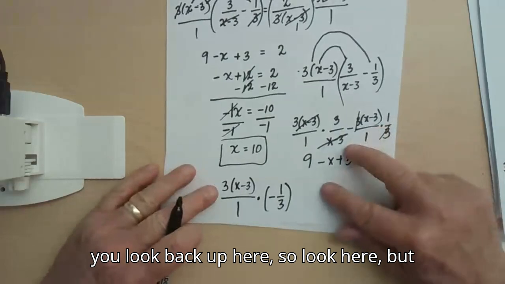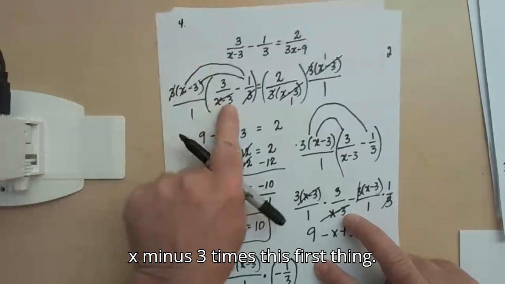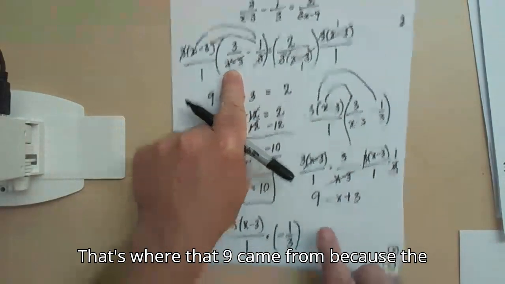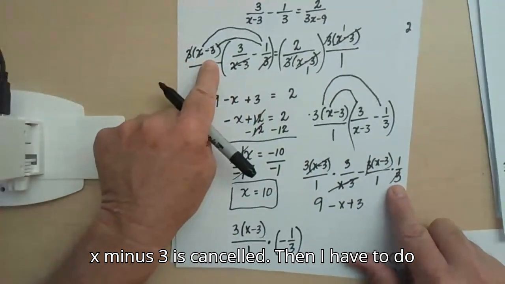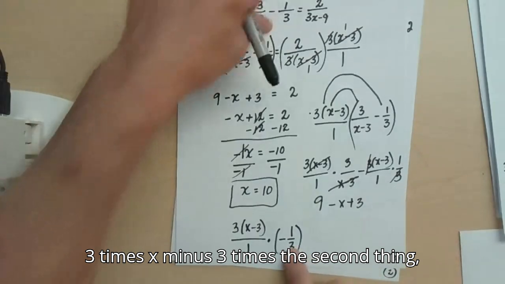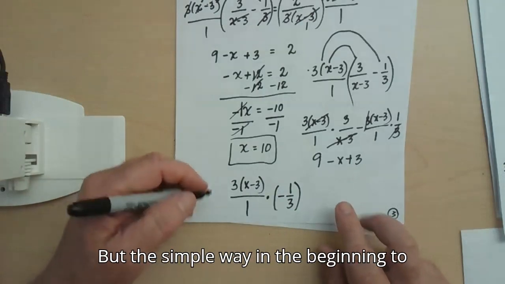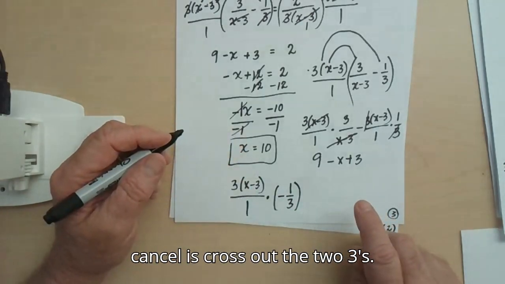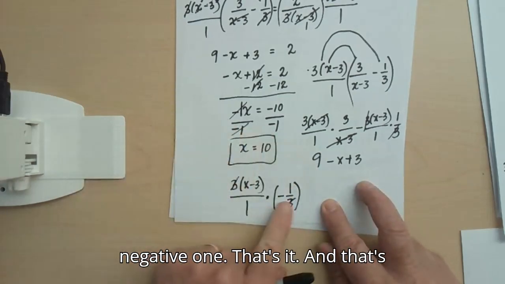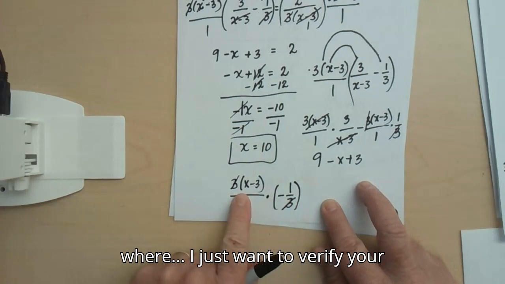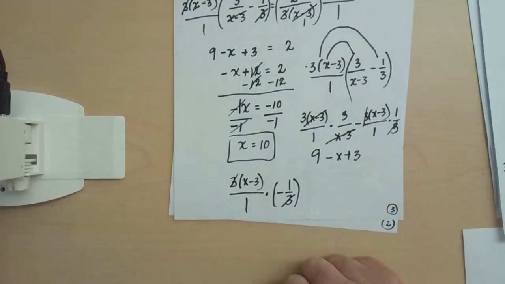If you look back up here, I did 3 times x minus 3 times this first thing. That's where that 9 came from, because the x minus 3 is canceled. Then I have to do 3 times x minus 3 times this second thing, right? But the simple way in the beginning is to cross out the 2 3s and then just do x minus 3 times negative 1. That's it. I just wanted to clarify your crossing out at the top. That was positive 3, perfect. Does that make sense?